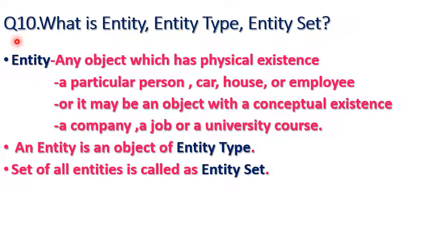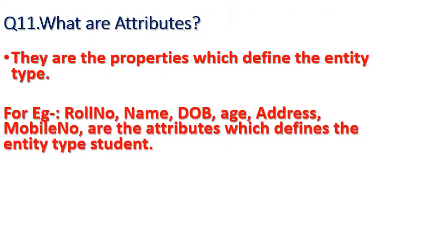My question number 10 is, what is entity, entity type, and entity set? Entity: any object which has physical existence, a particular person, car, house, or employee. Or it may be an object with a conceptual existence, a company, a job, or a university course. An entity is an object of entity type. Set of all entities is called an entity set.